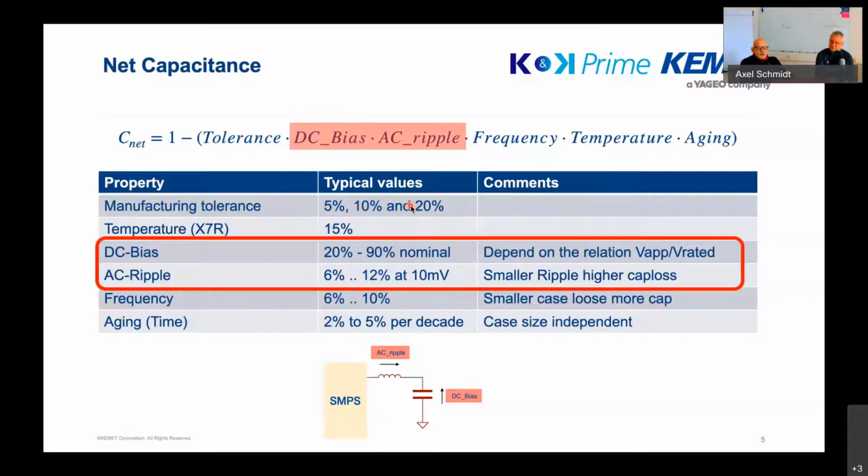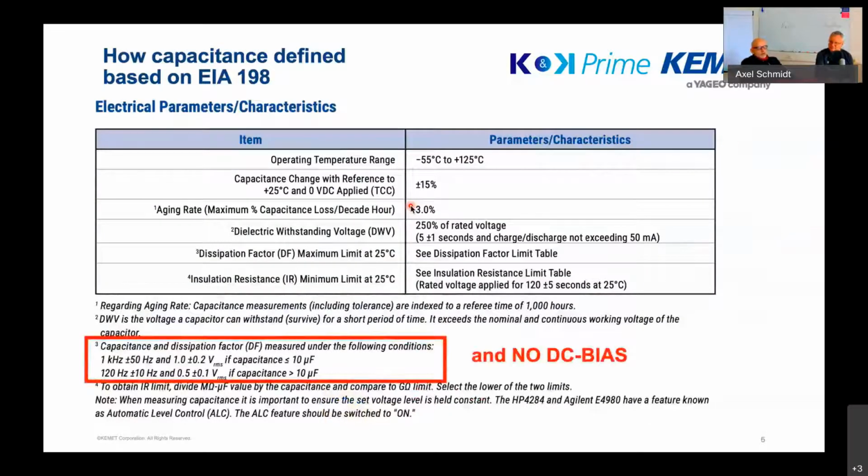If you look at a KEMET data sheet or catalog, you see how we measure capacitance. That is based on an international standard called EIA 198, which defines how we measure the capacitance. First of all, there is no DC bias in there. That's the first thing you need to note. And the second is that we have two different combinations depending on the capacitance.